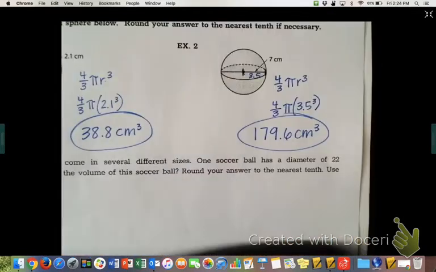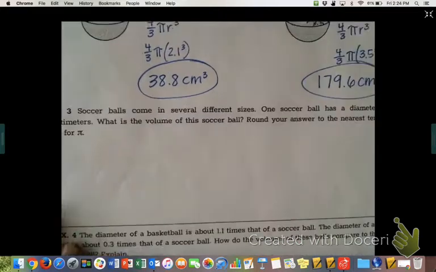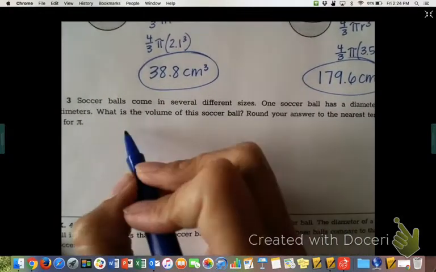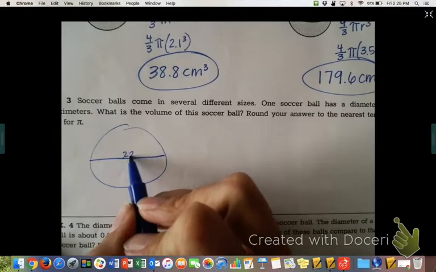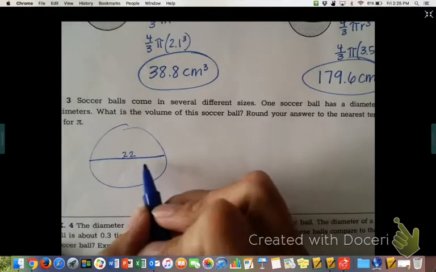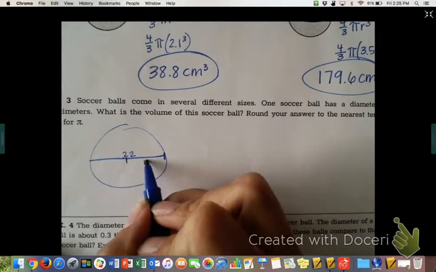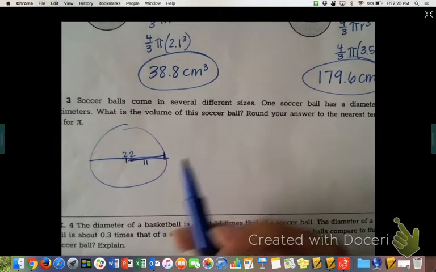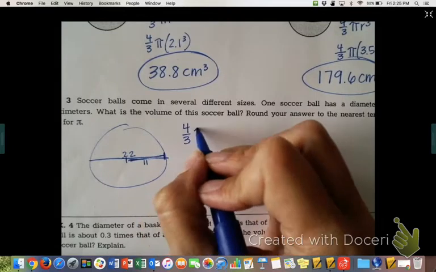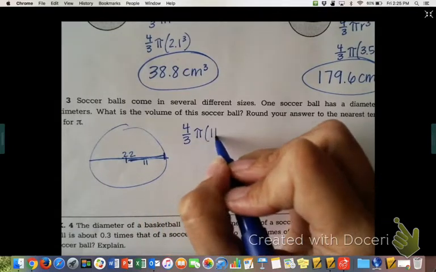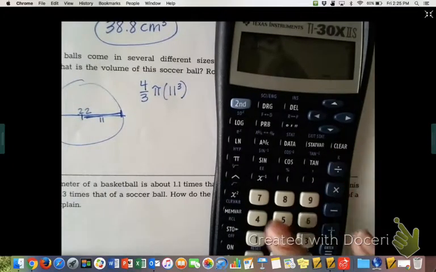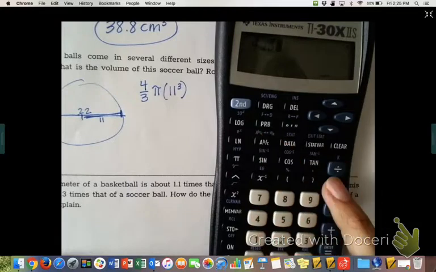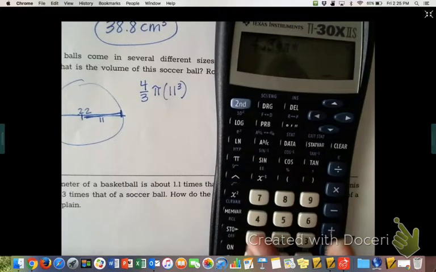Okay, example 3. Soccer balls come in several different sizes. One soccer ball has a diameter, that's the whole thing, of 22. What is the volume? Alright, so you're going to have to, again, cut the 22 in half, so all we care about is 11, because all we need is a radius. And we're going to multiply 4/3 times pi times 11 cubed. Alright, one more time in the calculator. So 4 ABC 3 times pi button times 11 to the third power.